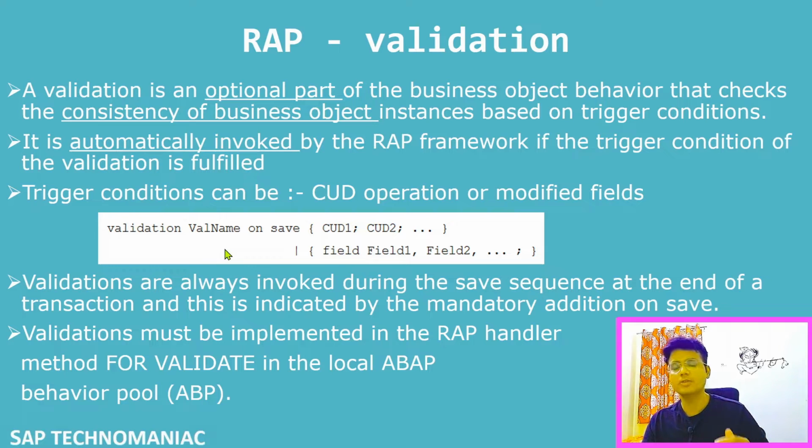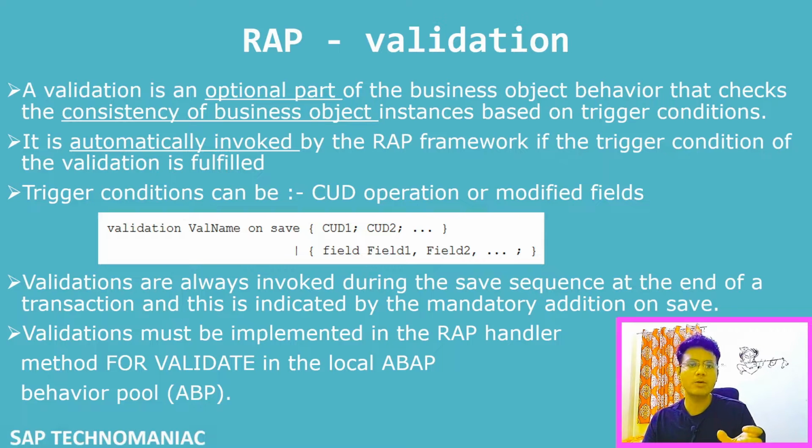Suppose I have changed the begin date and end date. During create, or create and update, I want to validate those fields. So I have to define create and update, and I have to give the field names here: the begin date and end date fields. So whenever you click on create, this validation will trigger during the save sequence. Everything is over when you click on the create button, and those fields we will validate programmatically.